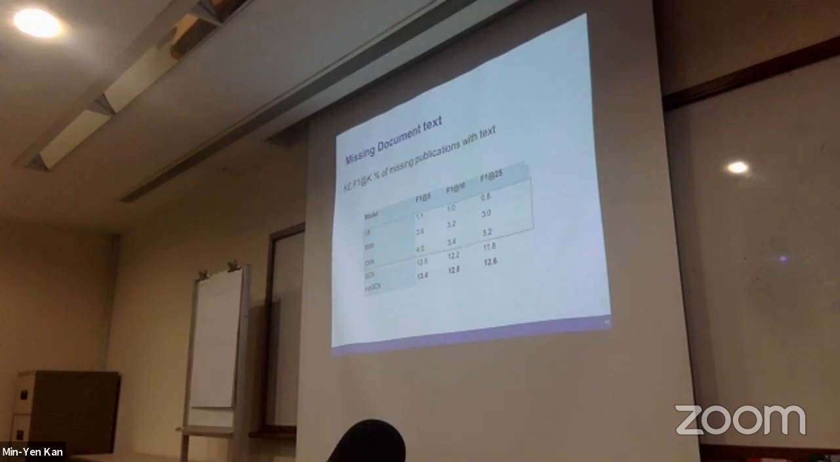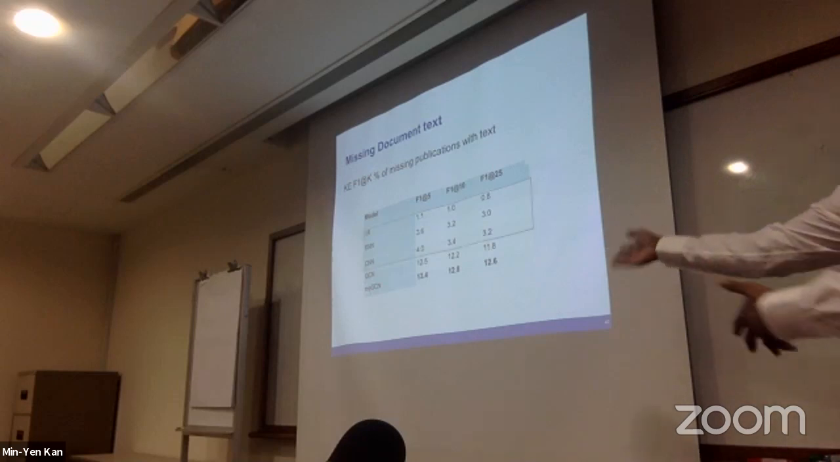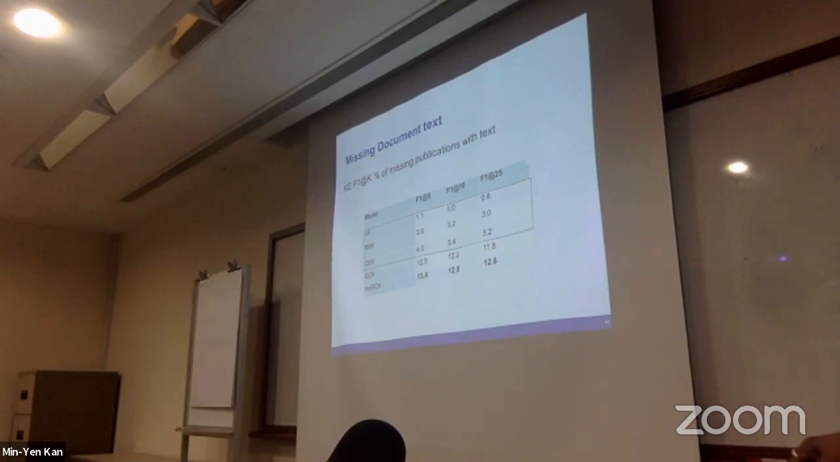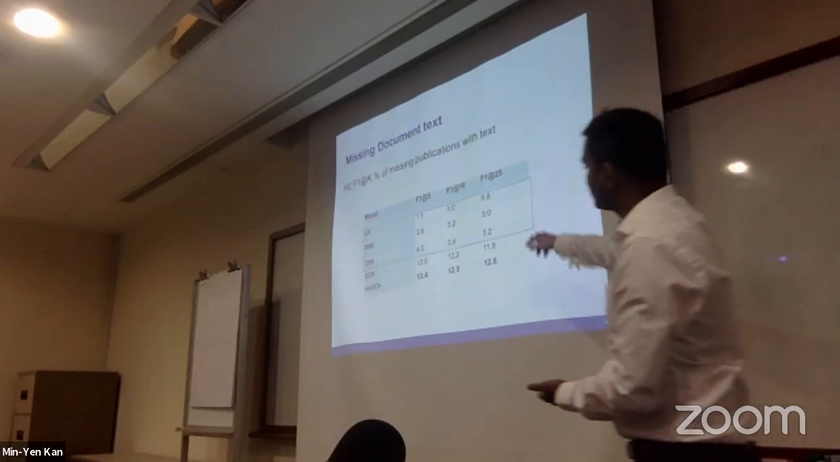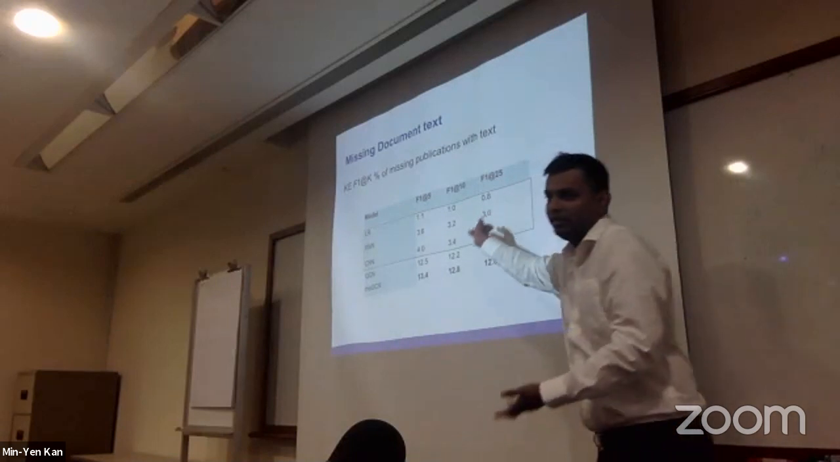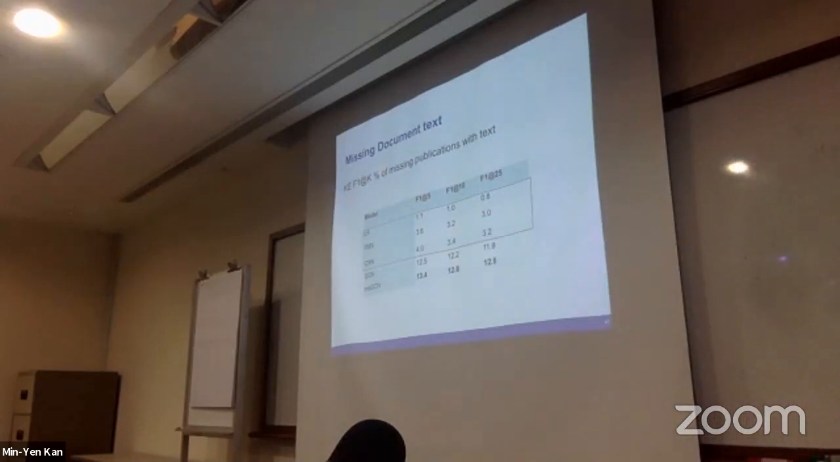And hence, when we use GCN or this multi-entity GCN, which has both author and publication type of node, we see that there is reasonably better performance as compared to all these three basic models of aggregating text together.